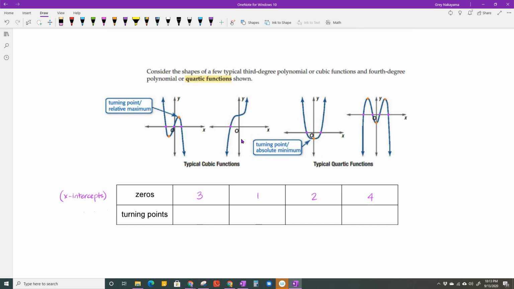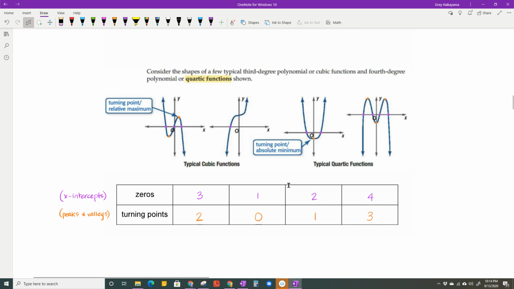Now, my turning points are the peaks and valleys of my graph, and those I have put a dot on in orange. So on that first graph, I have 2. The second graph, I have none. The third graph, I have 1. And the last graph, I have 3. What I want you to see is how each of these numbers are related. I hope you could figure out that the number of turning points is always 1 less than the number of zeros.